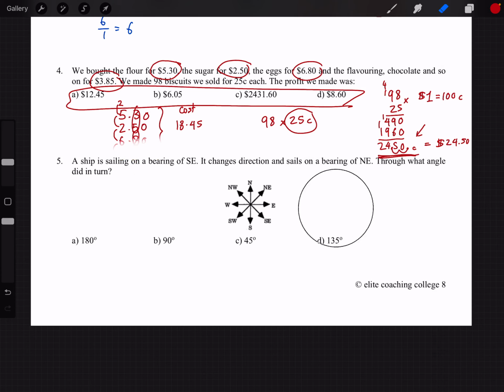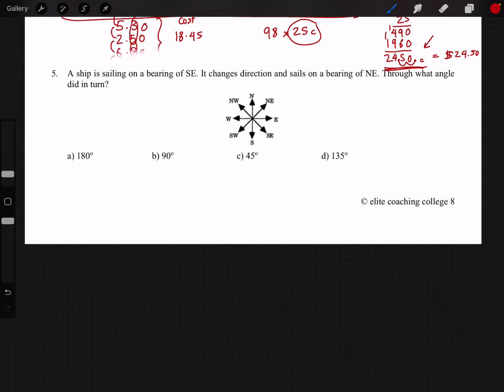All right. Now, next one says a ship is sailing on a bearing of southeast. So southeast is this way. From the middle, you go that way. Okay, so that means a ship is going something like in this direction. It changes direction and sails on a direction of northeast. So now it goes northeast, which is this way. So now after it went from A to, let's say, B, it went in this direction. Now it changed and goes northeast, which is this direction, because that's northeast, right?